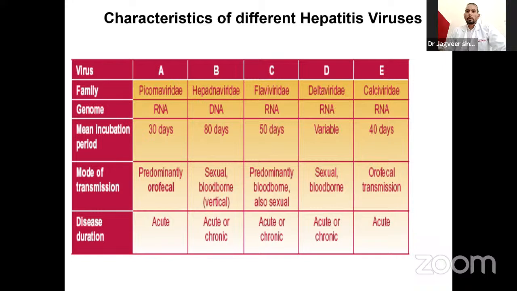So overall, out of the five, B virus is a DNA virus, and the rest, all four, are RNA viruses.